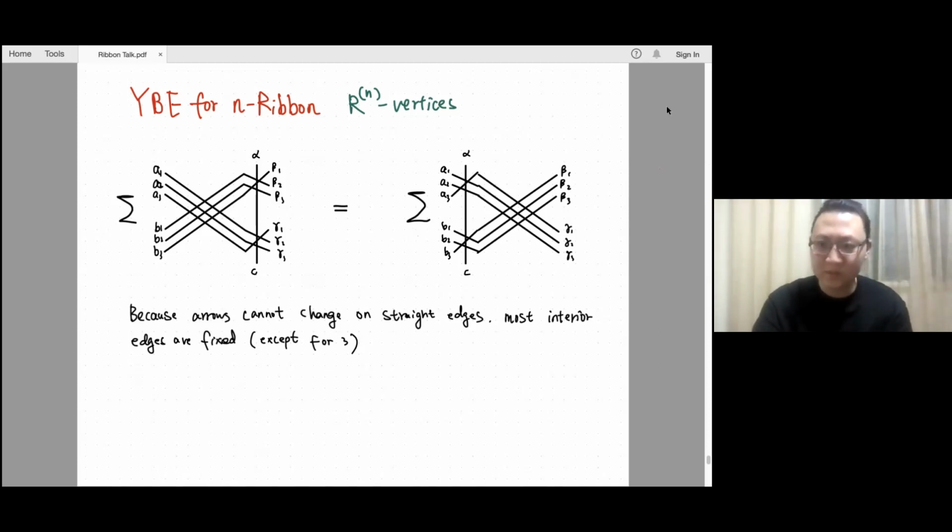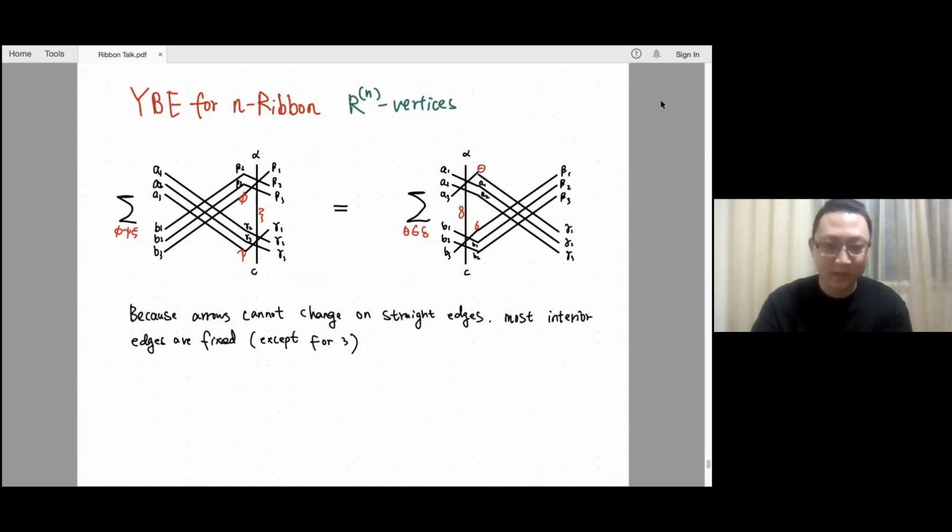But in fact, it is not, because most of the interior edges are fixed by the boundary condition, because remember, we have the rule that arrows cannot change along straight edges. So really, on the left-hand side we have 3 variables, and on the right-hand side we have 3 variables. So we can solve the Yang-Baxter equation just the same way as we solve for the Schur polynomial case, but with some extra attention to the Q's, and you can solve it by hand using some case-by-case analysis.